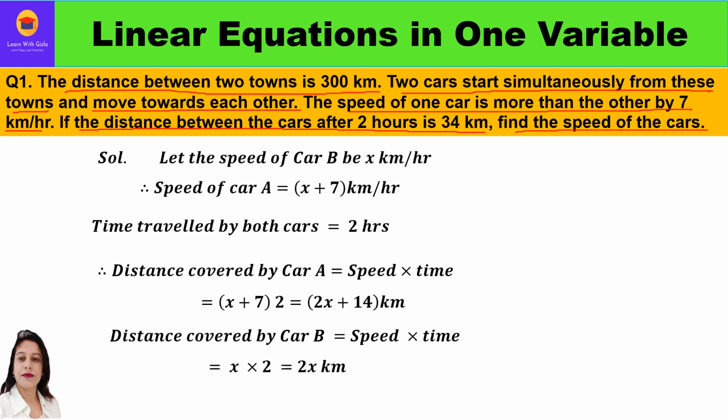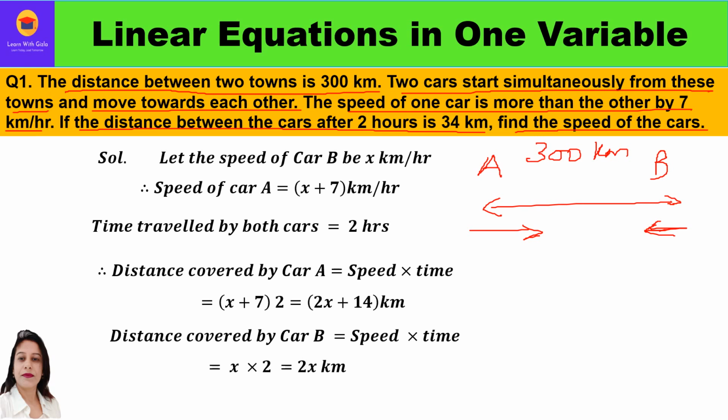Now first of all, let me explain this question. Suppose there are two towns, town A and town B. The distance between these two towns is given to us, 300 kilometers, right? Now two cars, let us say car A and car B, are moving towards each other. They started simultaneously at the same time and they are moving towards each other.